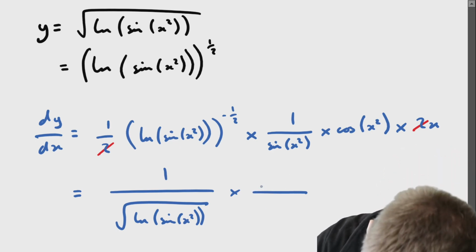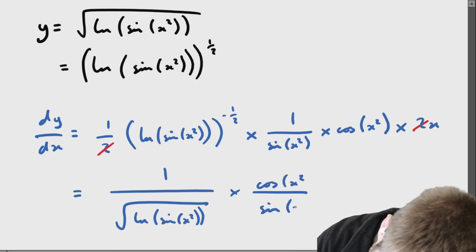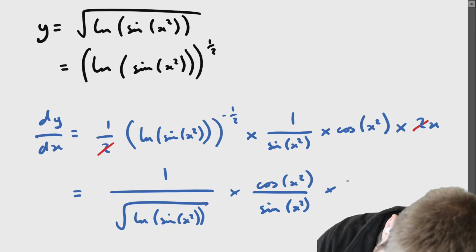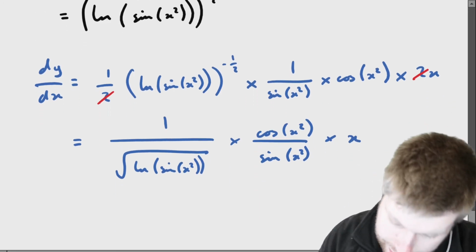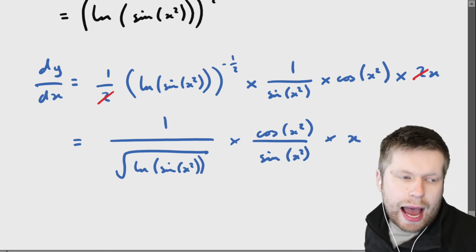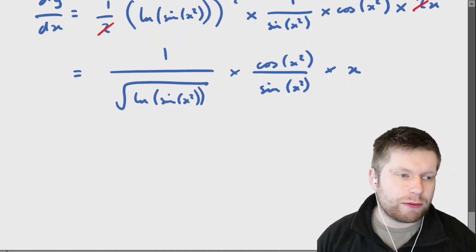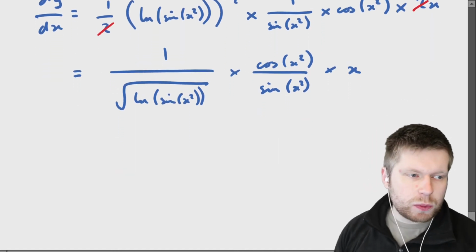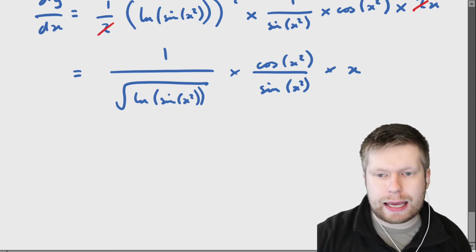So I'm actually going to write this as the cosine of x squared over the sine of x squared. Okay, and I've still got to multiply by the x hanging around at the end. So I'm going to multiply all of this by x. Now let's have a look. I could write, if I wanted to, cos over sine as cot, if you're familiar with your reciprocal trig functions. But to be honest with you, leaving it like this is absolutely fine. We've got the spirit of what's happening here.